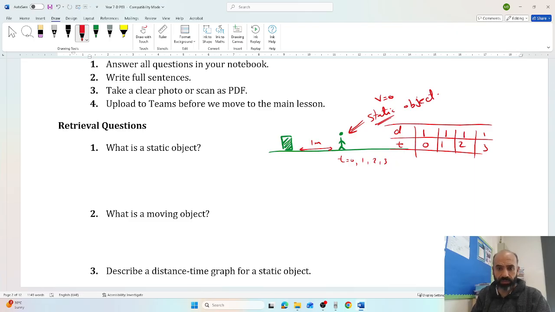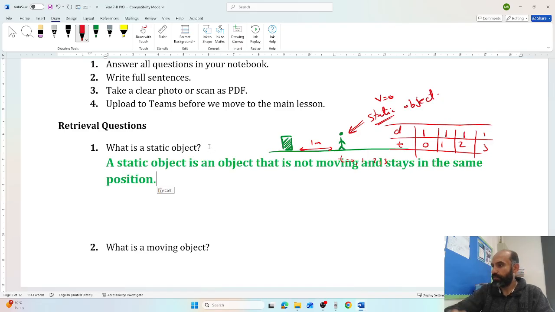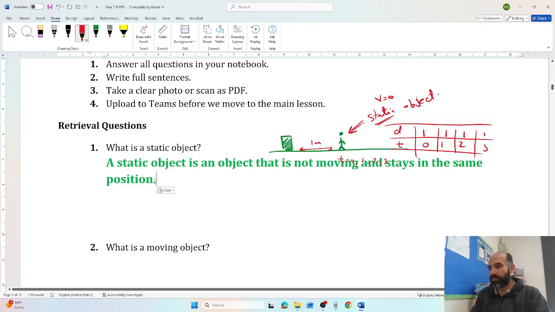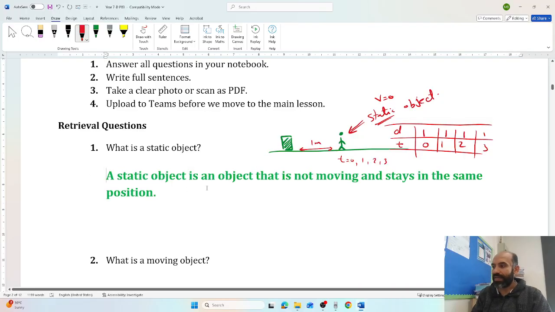So how can we write this answer? I will just copy the answer just to save time. So for this question, the answer is: a static object is an object that is not moving and stays in the same position, or it is.